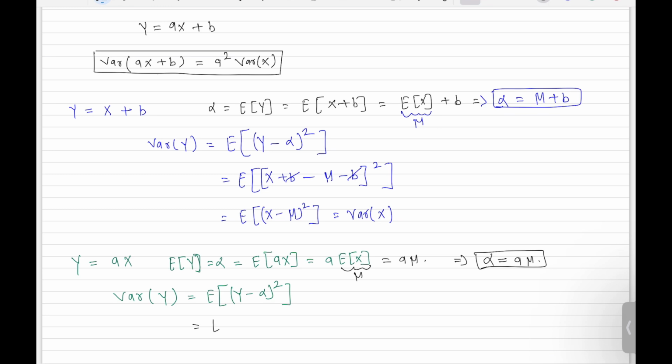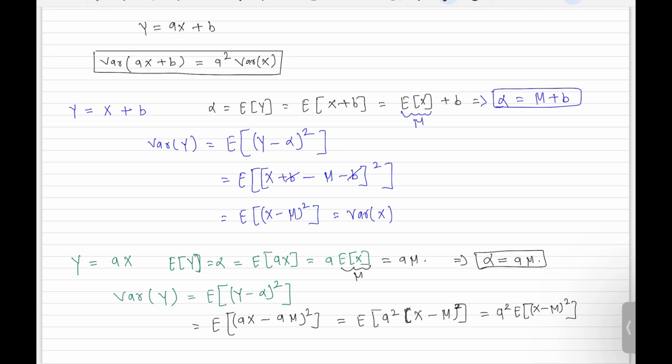To find the variance of this random variable y, we can simply substitute y, that is nothing but a times x. So a times x minus alpha is a times mu, whole square, and we have a common. If we take the common, we will have a square, and inside we will be left with x minus mu whole square, and we can again make use of the linearity. This will give you a square times the expected value of x minus mu whole square.